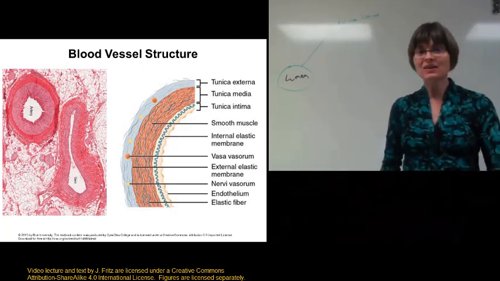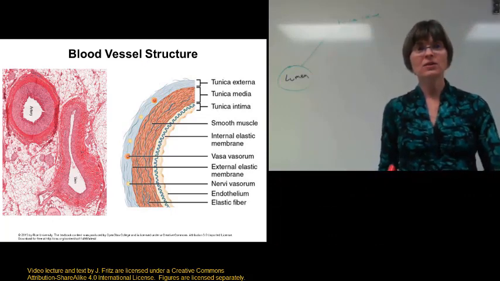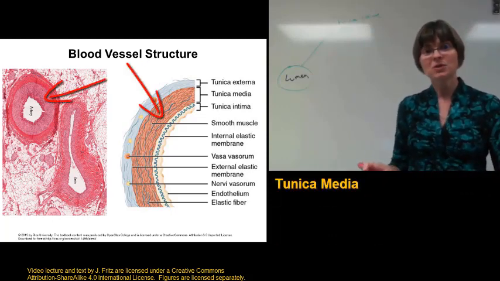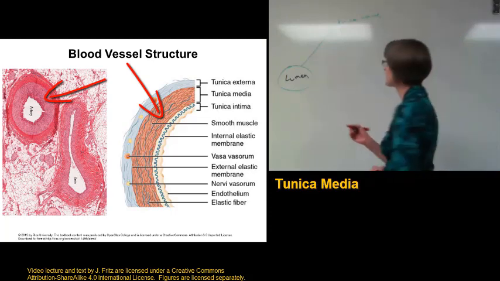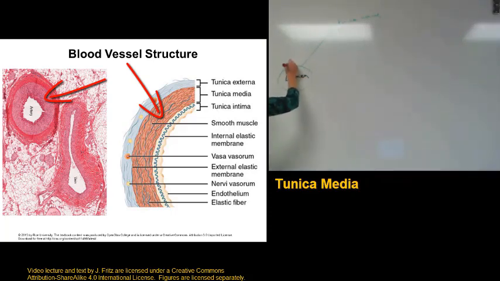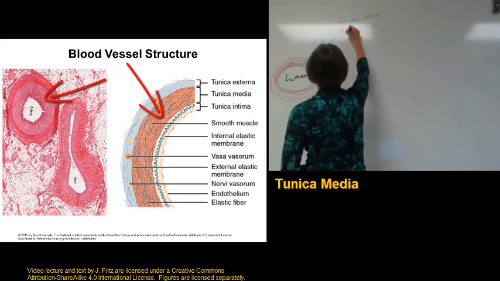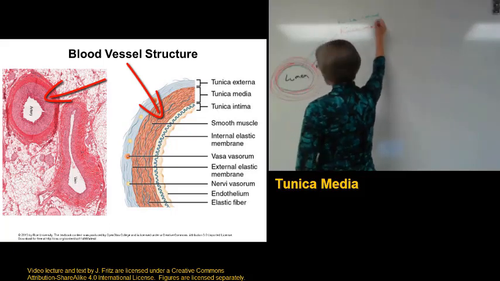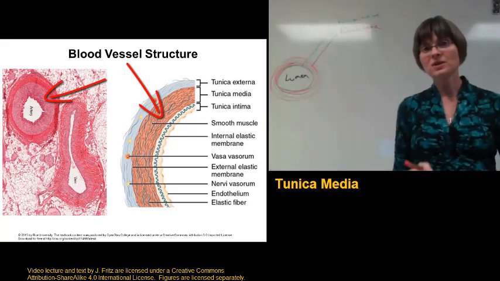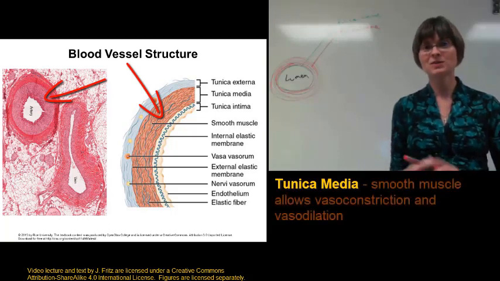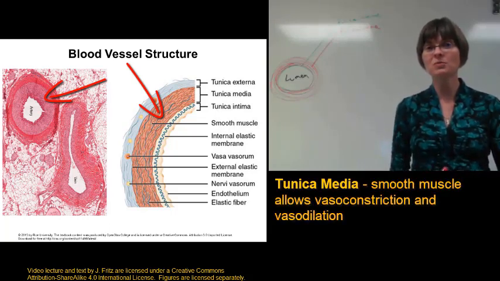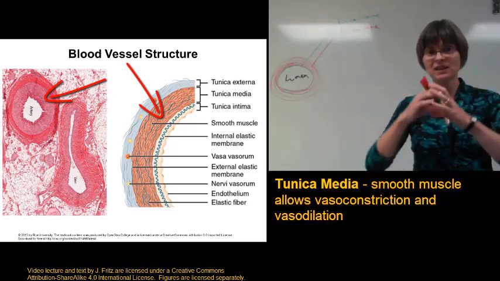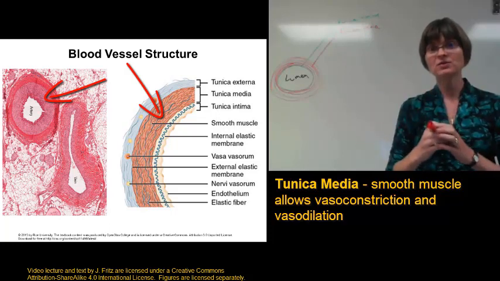The second and thicker layer of the blood vessel wall is called the tunica media. So I'm going to go ahead and draw in a tunica media. Most of the tunica media is made of smooth muscle, and the smooth muscle is important because the smooth muscle allows the blood vessel to either dilate or to constrict.